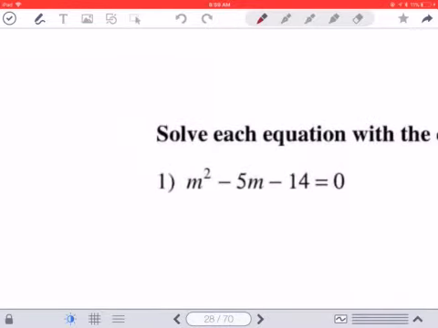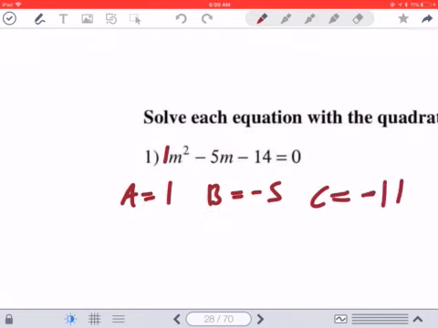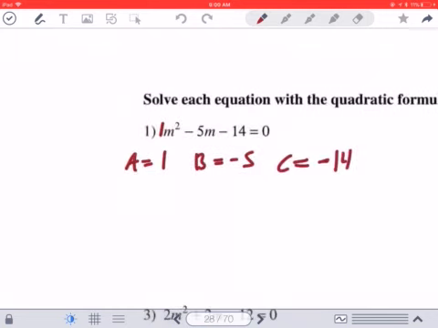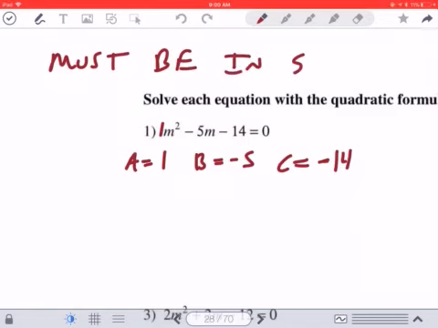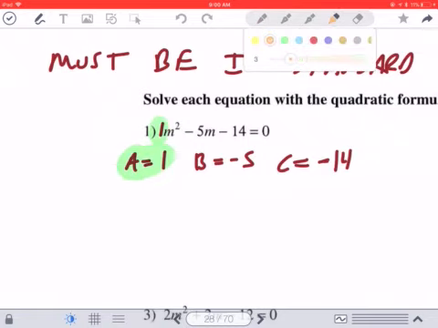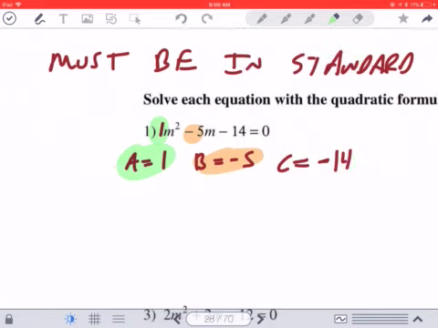Well, I'm going to identify my A value, which is 1, my B value, which is negative 5, and my C value, which is negative 14. So you need to put it in standard form first. It must be in standard form before you get A, B, and C. So my A value is right there, 1. B value is negative 5. And my C value is negative 14.